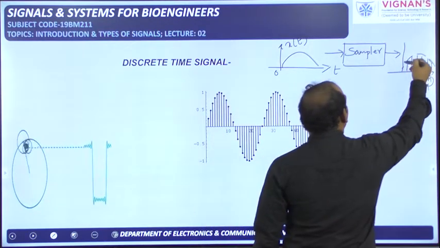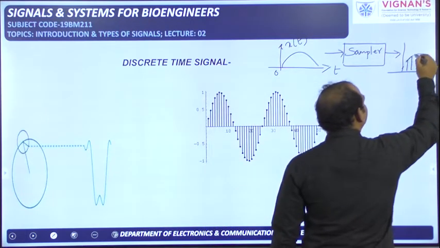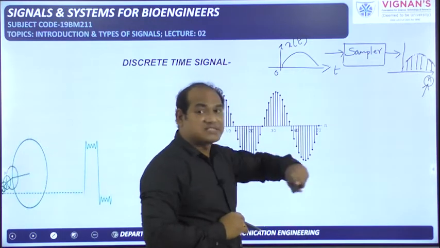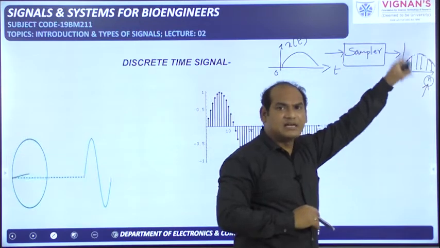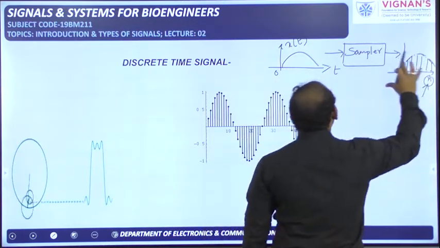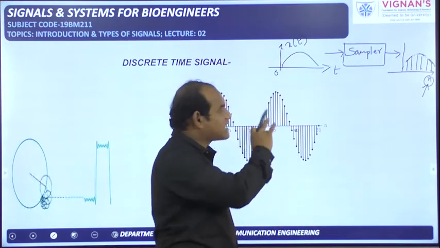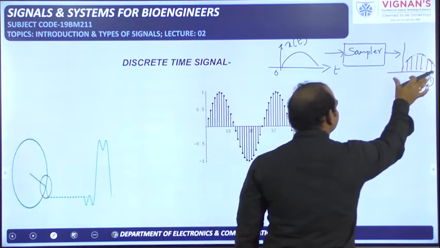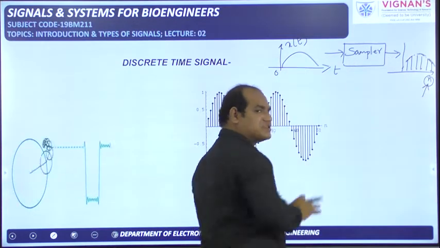The pattern is like this. If you take the envelope, it looks like the same signal. Envelope means we have to take the trace of all these samples like this. That envelope is not the part of the discrete time signal. Only these samples are the discrete time signal. So how do we get these samples from the continuous time signal? By performing the sampling process. That will be done by the sampler. All those things we will see later. So simply, we can get the discrete time signal from the continuous time signal by performing the sampling process on the continuous time signal.